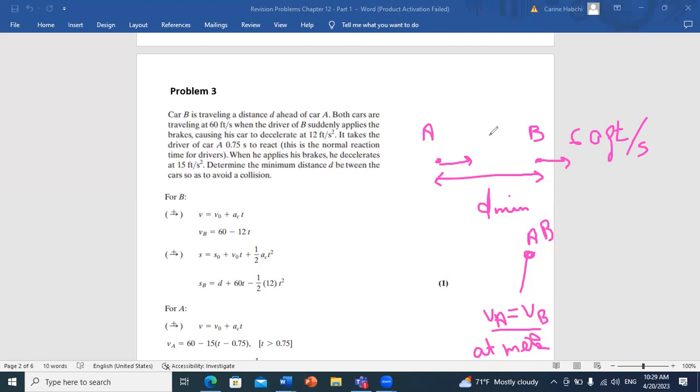Now to be able to solve for this we need to write the equation of motion for A and the equation of motion for B.